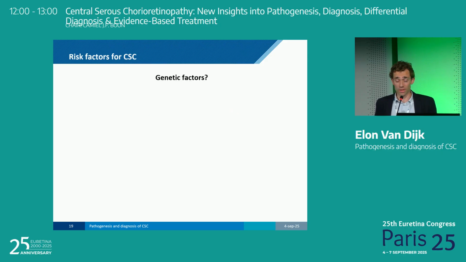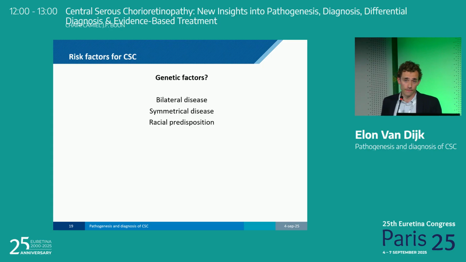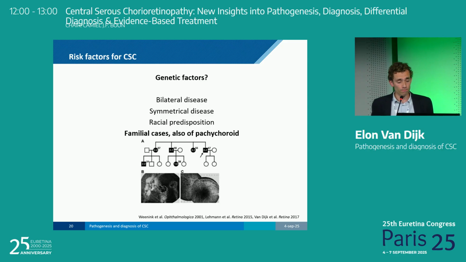And then we talk about genetic factors. So are genetic factors of importance in CSC? At least we know that it's often a bilateral disease that occurs quite symmetrically, and that there's something like a racial predisposition. So it does not often occur in African Americans, for example. And there are also familial cases, like there are familial cases of the pachychoroid disease. So I think there is at least something genetic playing a role, but there are other factors that are important too, to which I will come back soon.